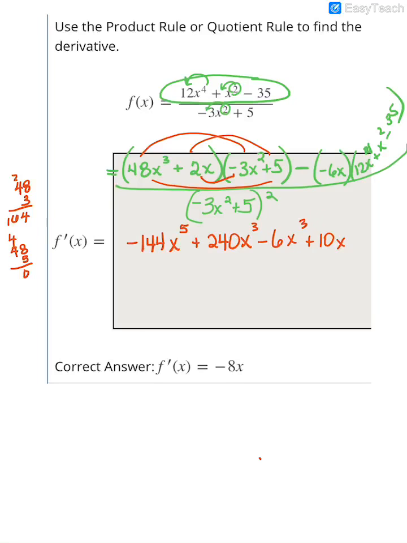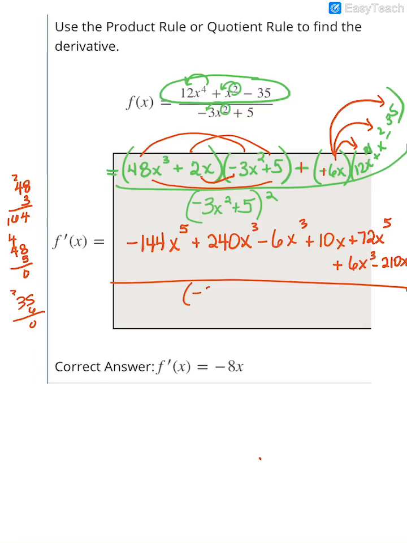Okay, so now as I continue, I'm going to go ahead and distribute. So when I have minus negative 6, that's the same as saying plus positive 6. So 6x times 12x to the 4th is going to give me a positive 72x to the 5th. And then we have 6x times x squared. That's going to give me a positive 6x cubed. And then we have the 6x times the negative 35. So if I multiply that, I get a minus 210 times x. And then the whole thing is divided by negative 3x squared plus 5 squared.